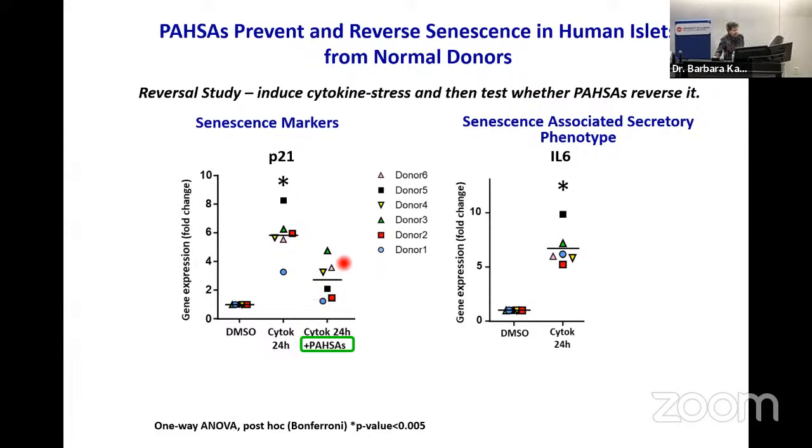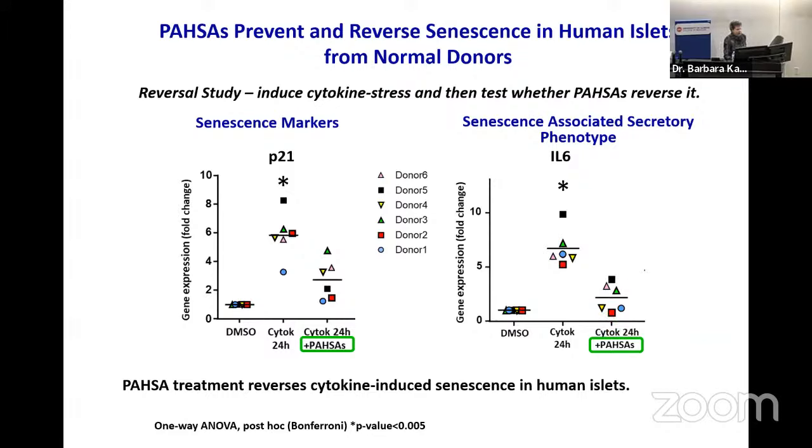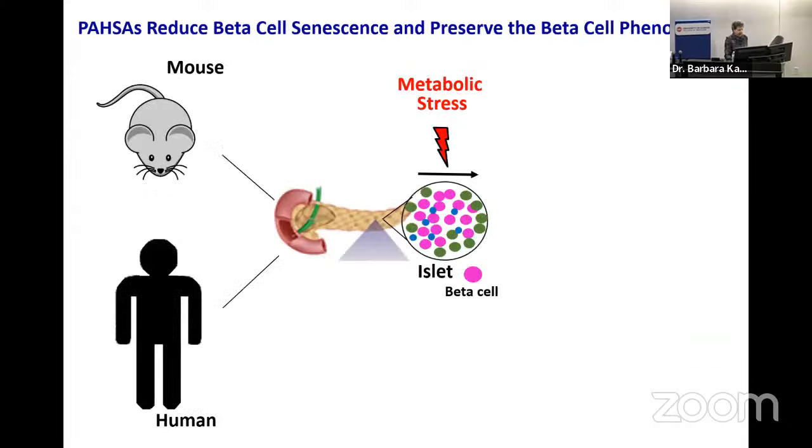...not even prevention. And you can see that even the lowest one goes down with PASA treatment, and the red one goes down, and the black one. All of the people decrease their senescence markers with PASA treatment. And here are the SAPs. Again, human islets, PASAs, prevent and reverse senescence. So PASA treatment reverses cytokine-induced senescence in human islets.